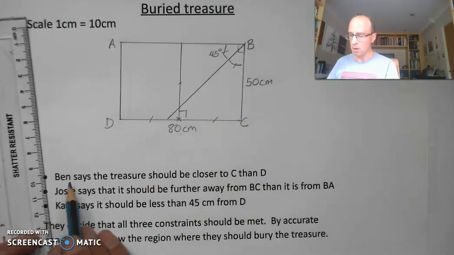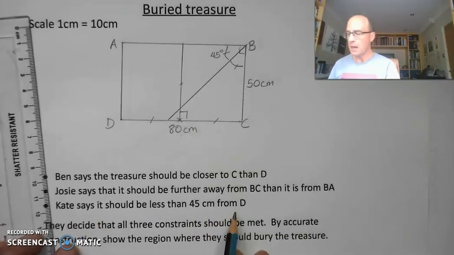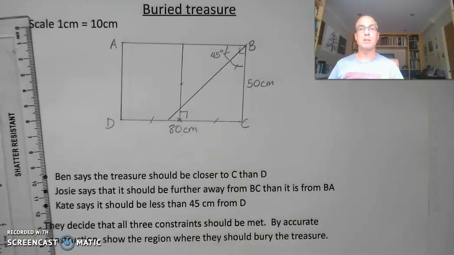I've thought about Ben, thought about Josie. Let's have a think about what Kate wants. She wants the points to be less than 45 centimetres away from D. So again, I want to think about the points that are exactly 45 centimetres away from D. Well, just like we had in the first lesson, that series of points are going to sit on a circle, and I want the bit of circle that fits onto my table.